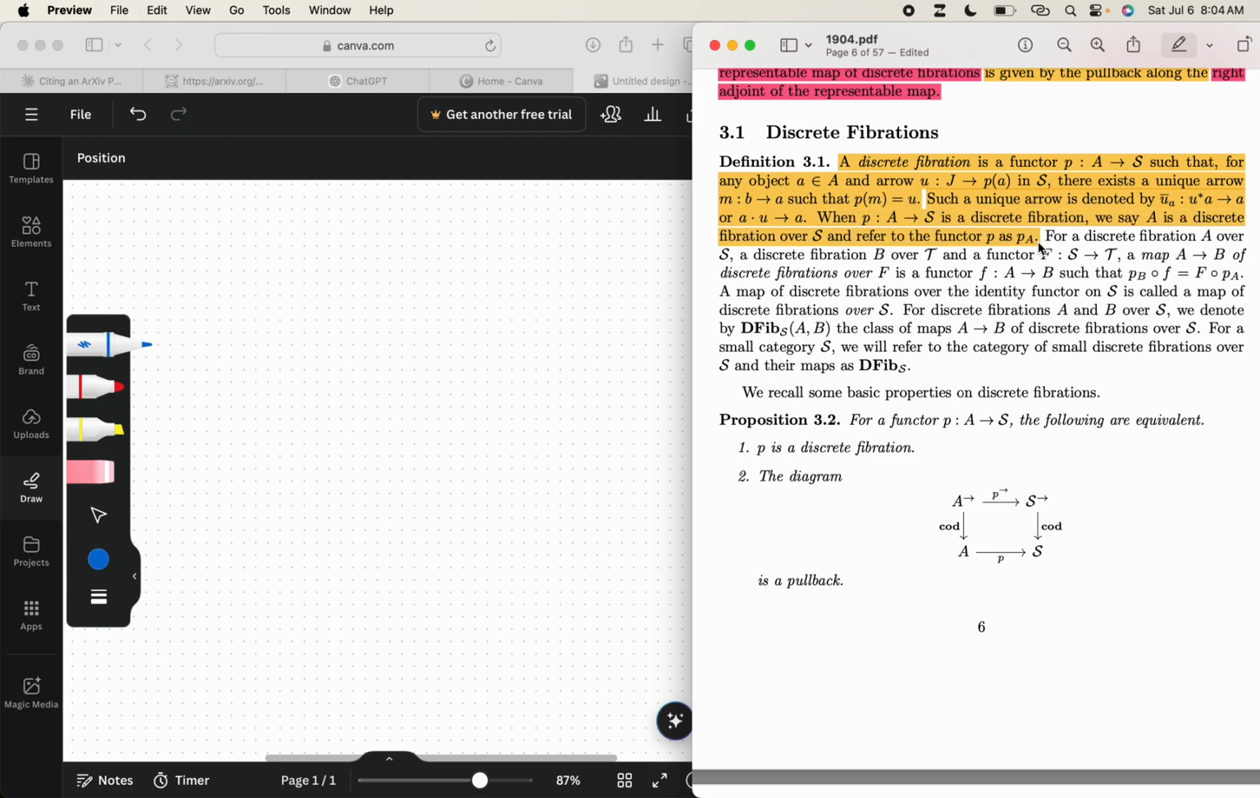Maybe I'll use a different color for terminology or something. All right. For a discrete vibration A over S, a discrete vibration B over T, and a functor between the target categories, a map of discrete vibrations over F is a functor.